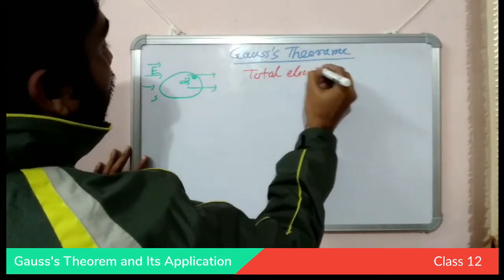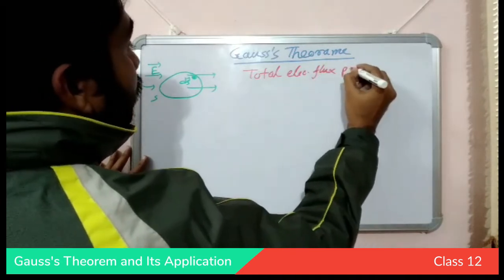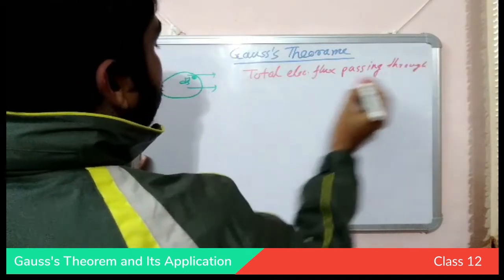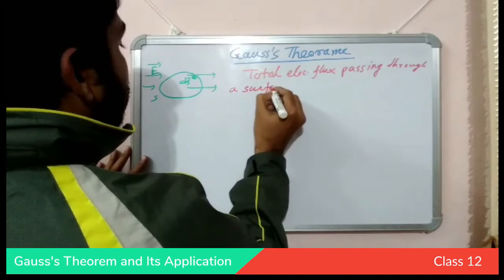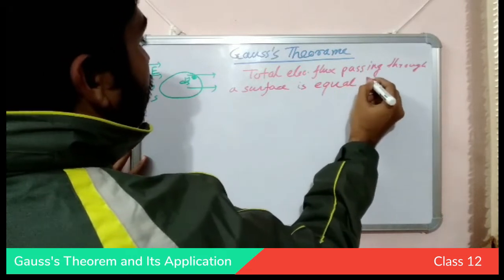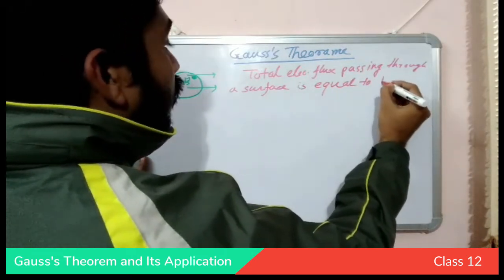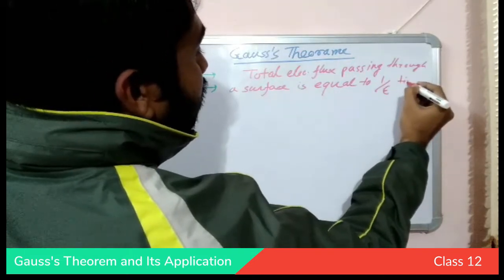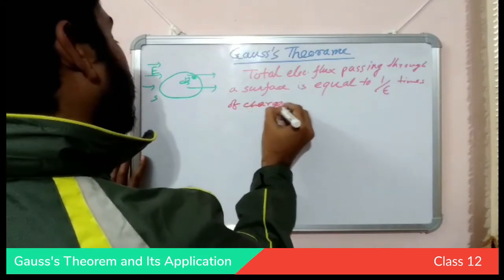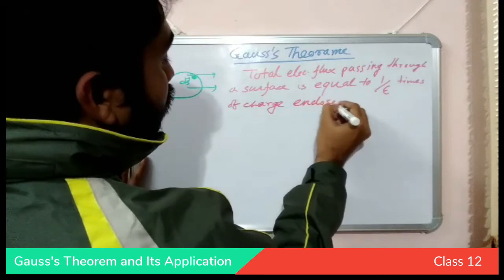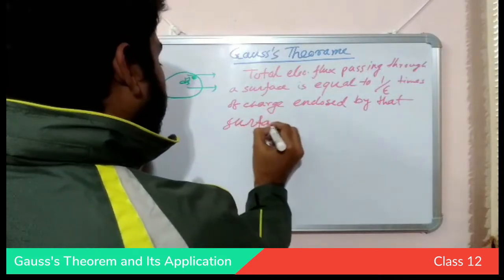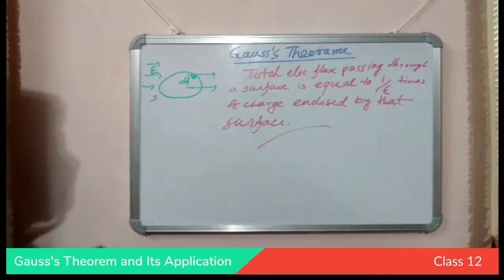total electric flux passing through a surface is equal to one by epsilon times of charge enclosed by that surface. So this is our definition.